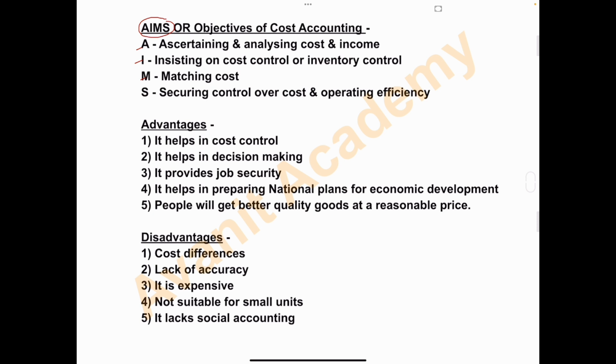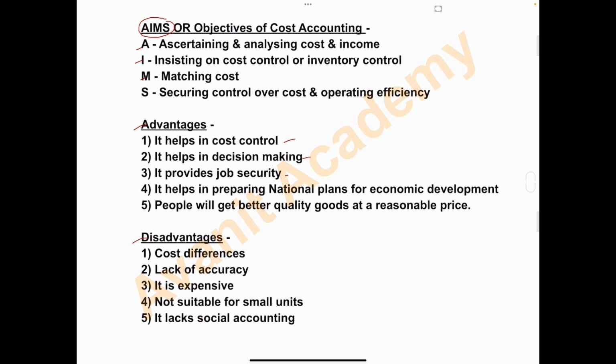Next, we'll see the advantages and disadvantages of cost accounting. First, we'll see the advantages. Number one, it helps in cost control. Second, it helps in decision making. Third, it provides job security. So this advantage is applicable to workers. Fourth, it helps in preparing national plans for economic development. And fifth, people will get better quality goods at a reasonable price.